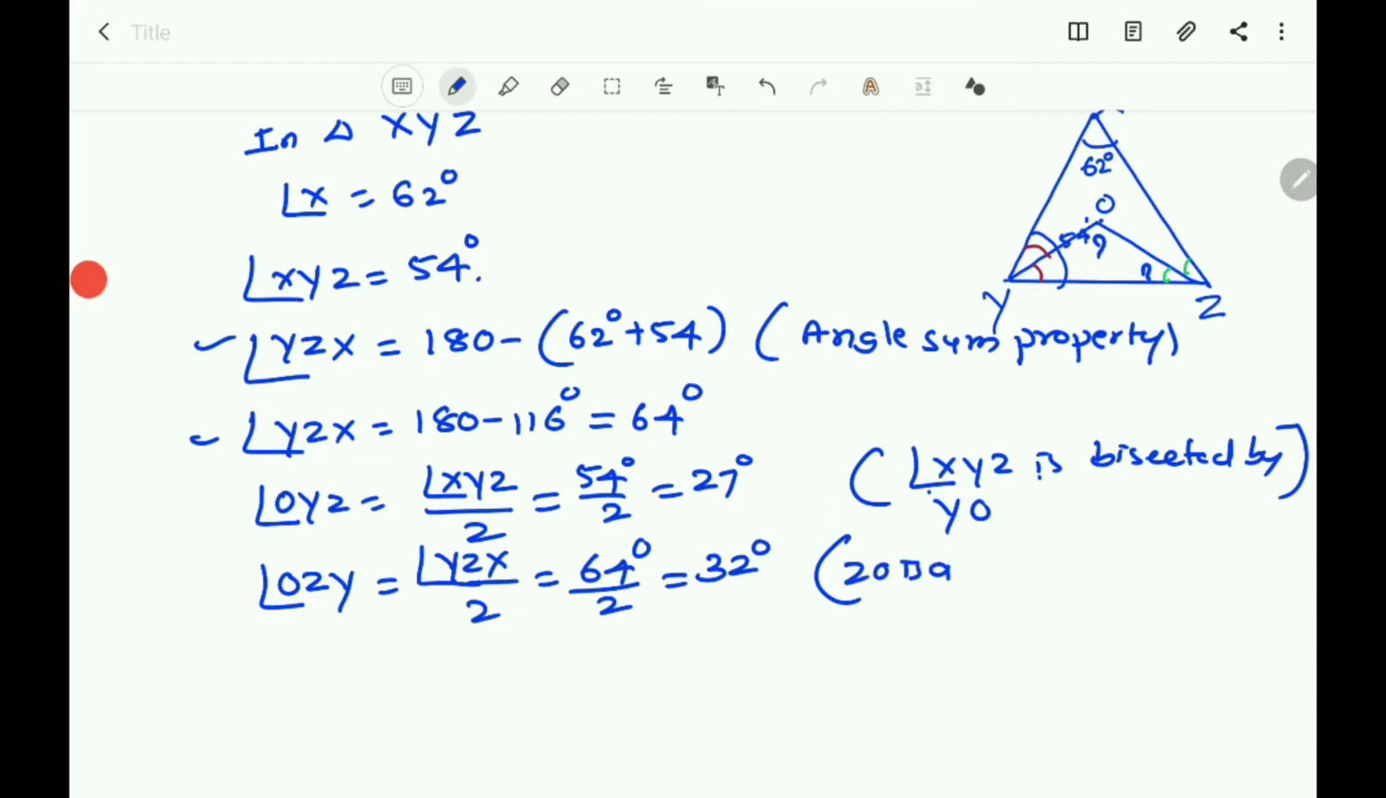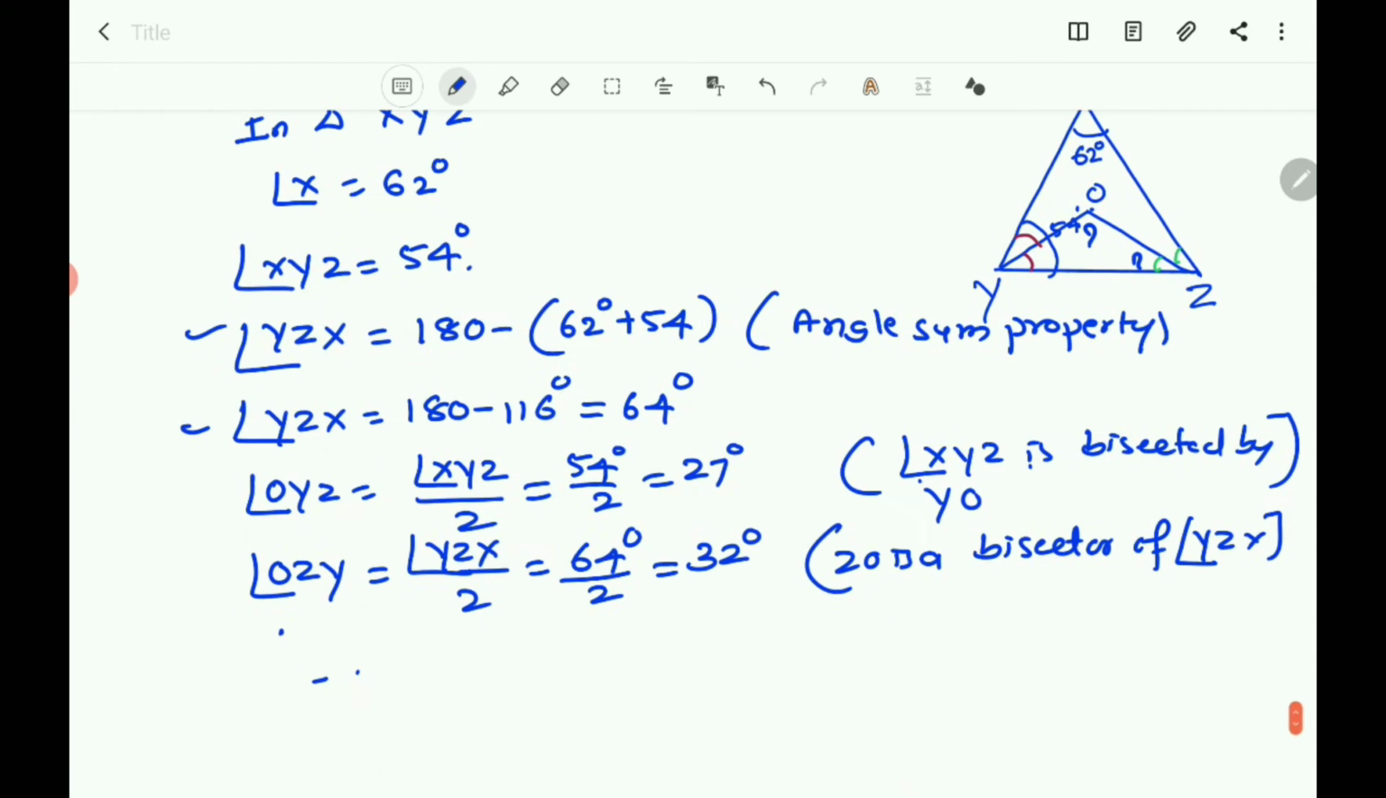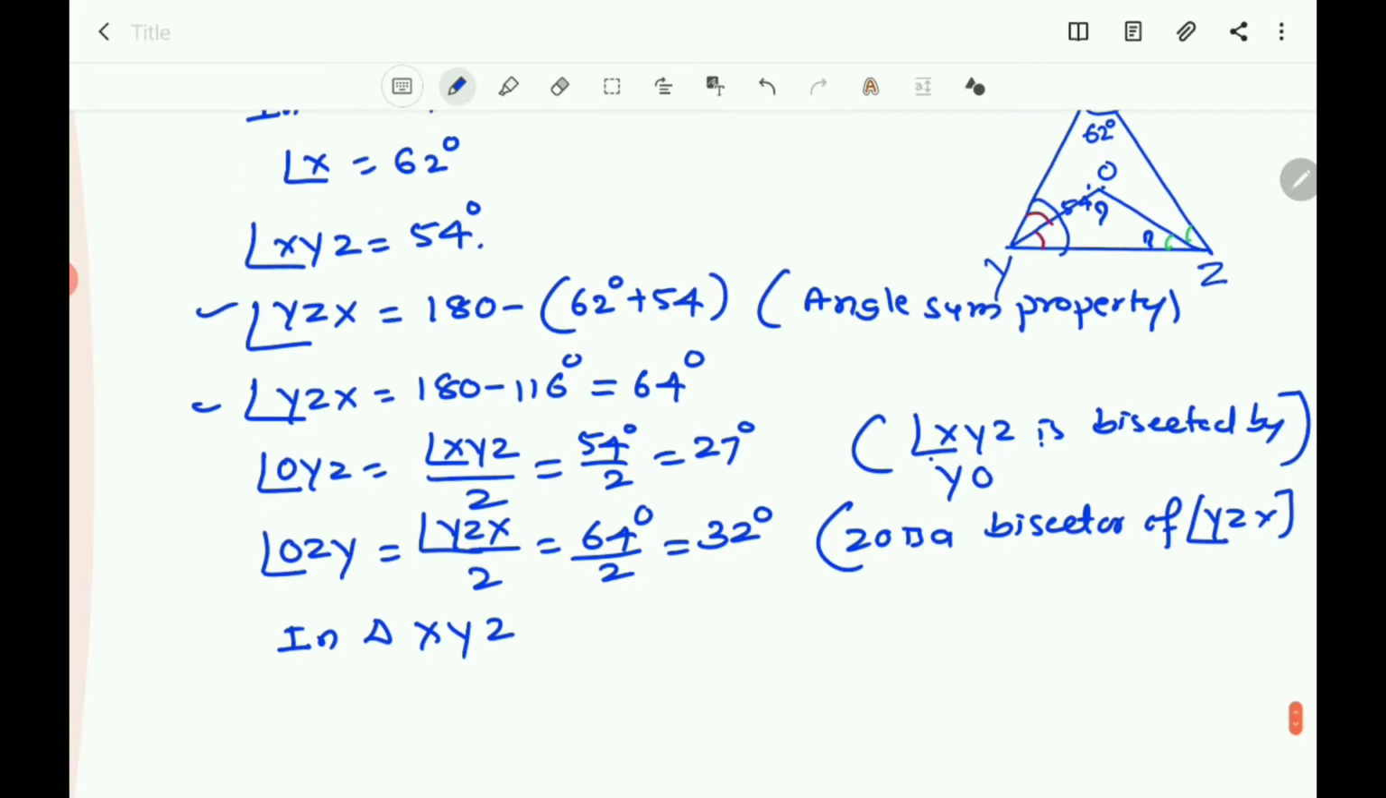ZO is a bisector of angle, which angle? YZX here. Therefore, you can write angle OZY is equal to 32 degrees. You have both here. Next, you take the angle in triangle XYZ. In triangle XYZ, which angle is asked? Angle YOZ is equal to 180 minus the sum of the other two angles.